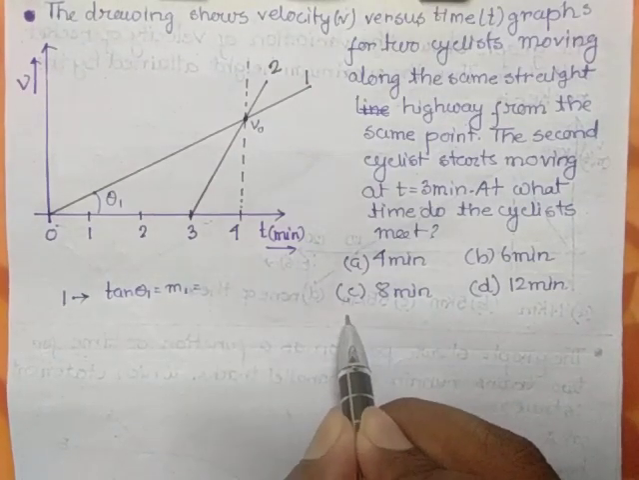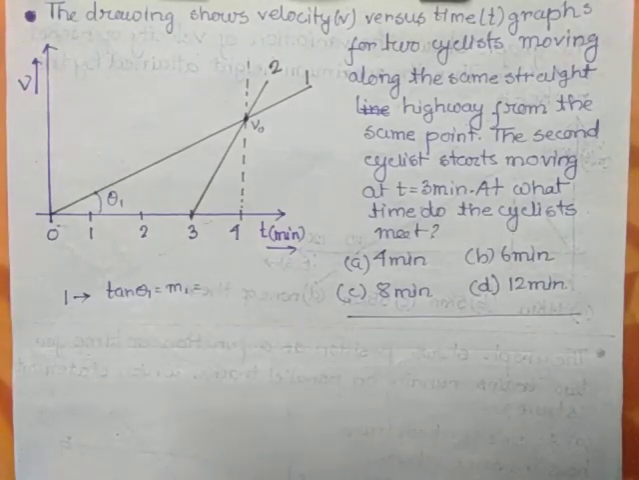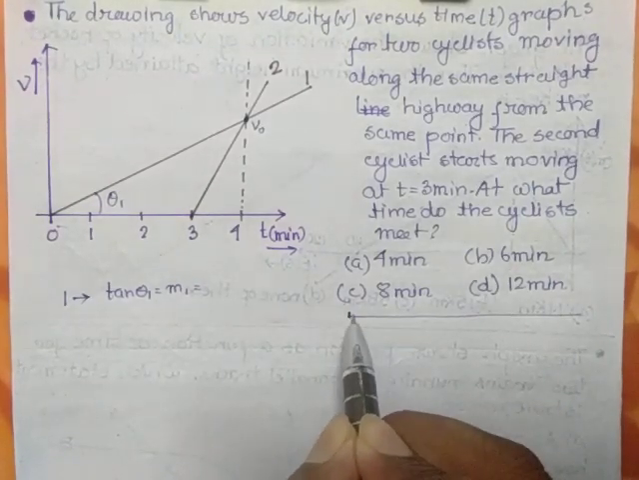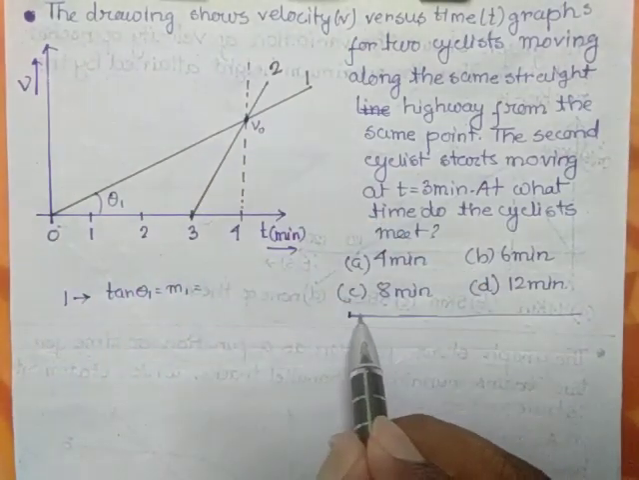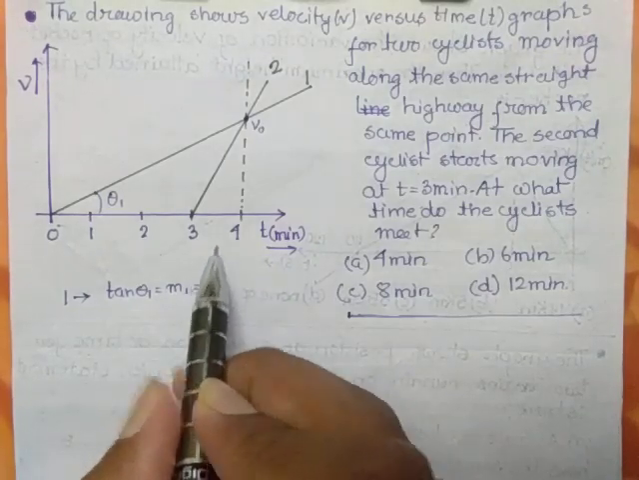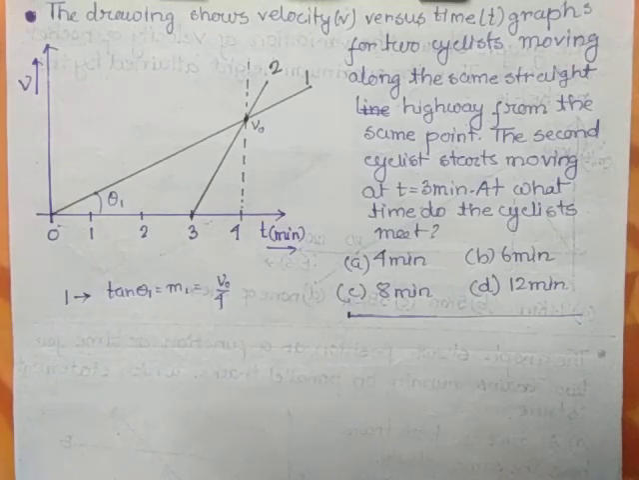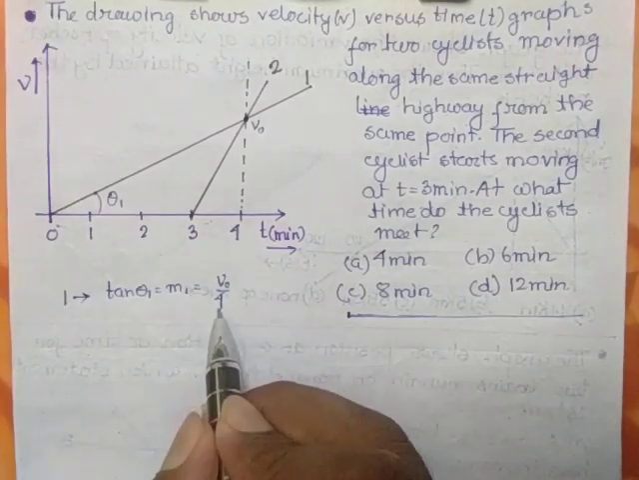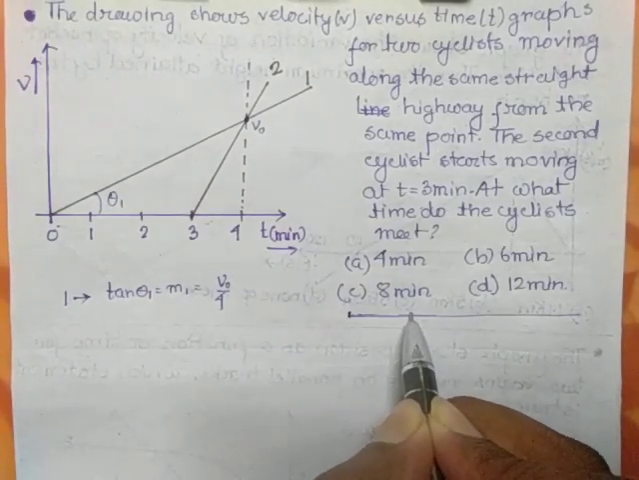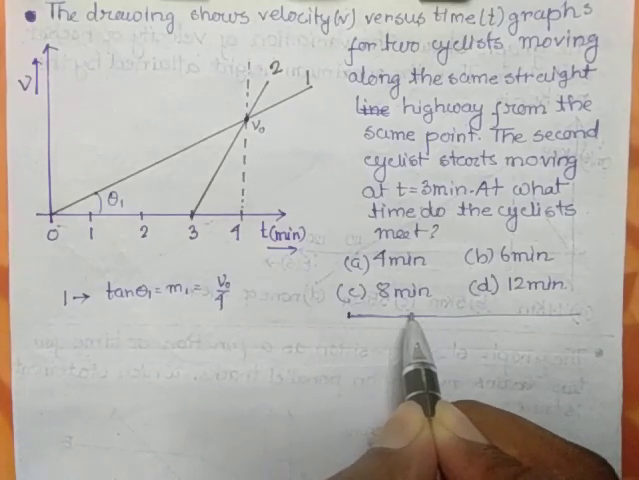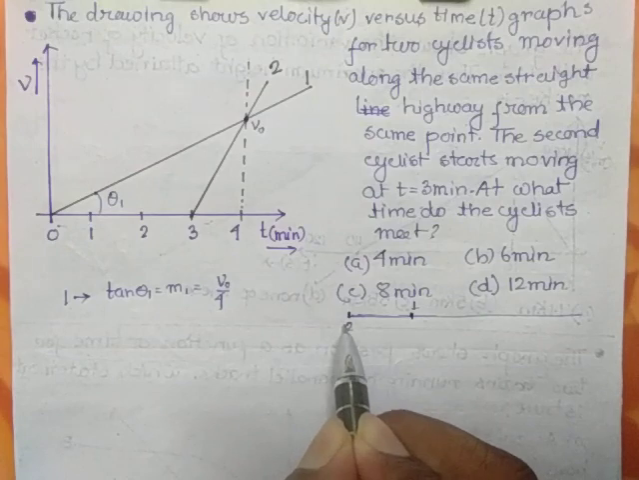If I draw here, this is the highway. A1 starts from here and moves with his velocity. Let us check what it is. It is v0 divided by 4. This is the acceleration of it. So when he is somewhere here, he has covered some distance. When particle 1 is here, at that time particle 2 starts his journey, after 3 minutes.